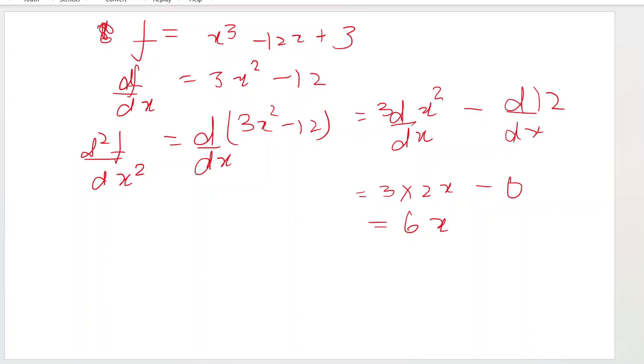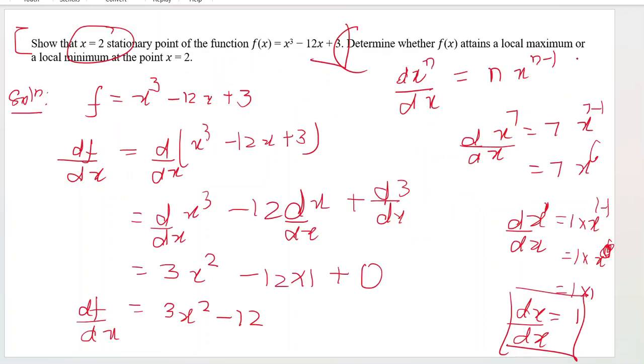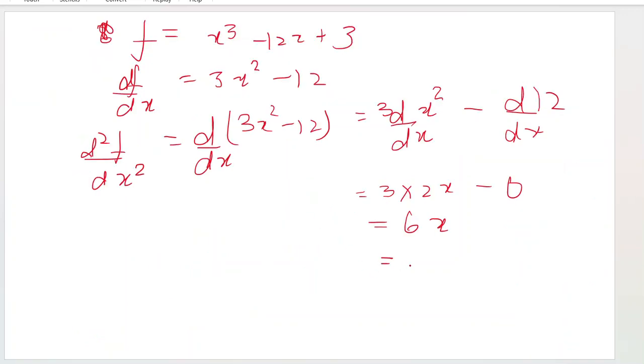Now, what we have to do to find out if it is a local maxima or a local minima is insert this point x is equal to 2 in this. So we have to put d2f upon dx square at x is equal to 2.